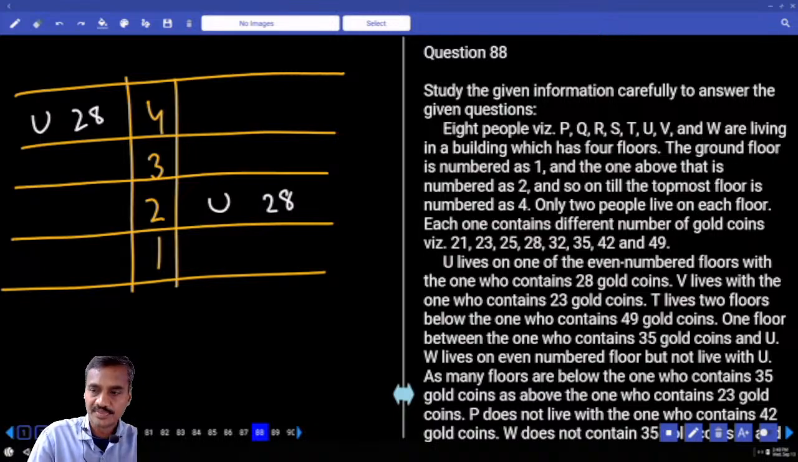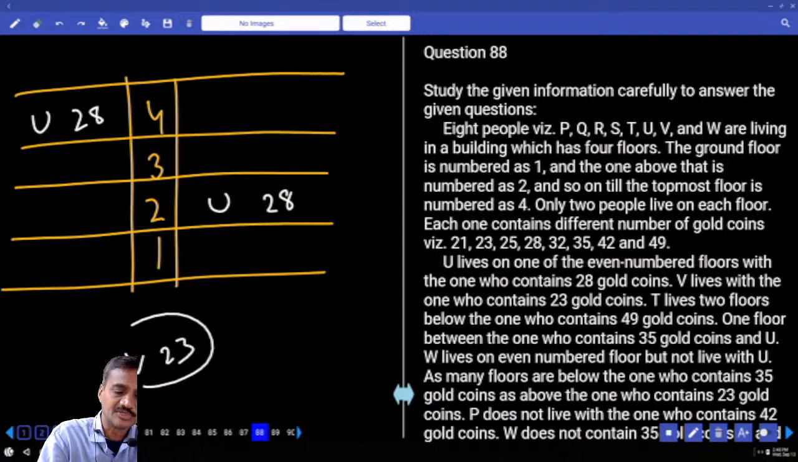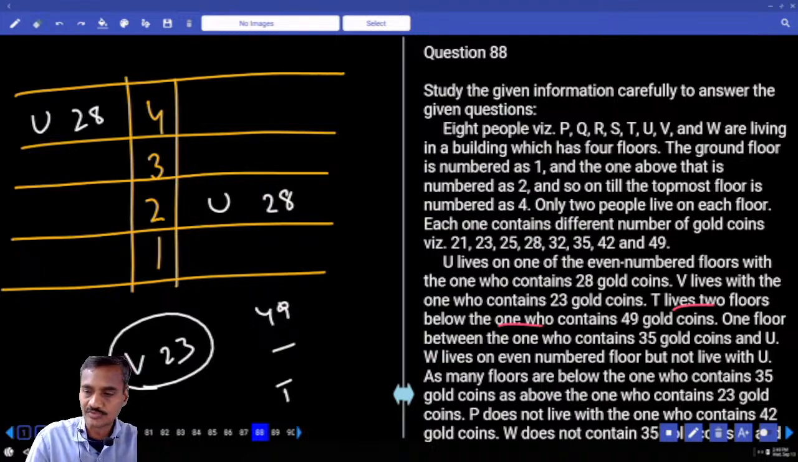U and 28. And V lives with the one who has 23. Now V and 23 must be together, in one of these. And T lives 2 floors below 49. Now 49 and T have 2 floors. There is 1 floor between 35 and U. Now between 35 and U there must be exactly 1 floor, isn't it?